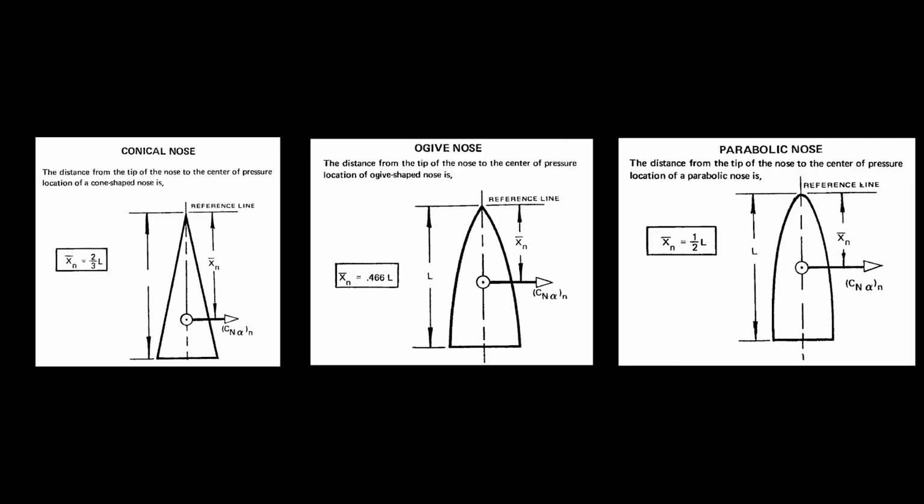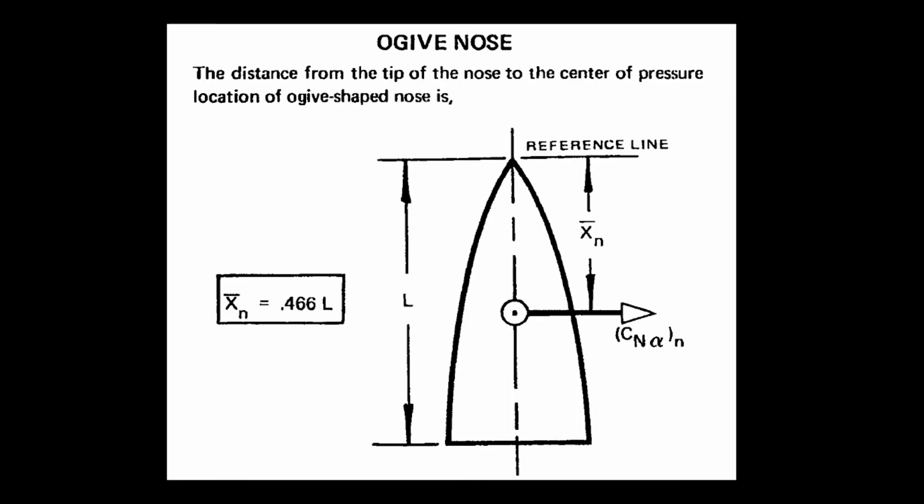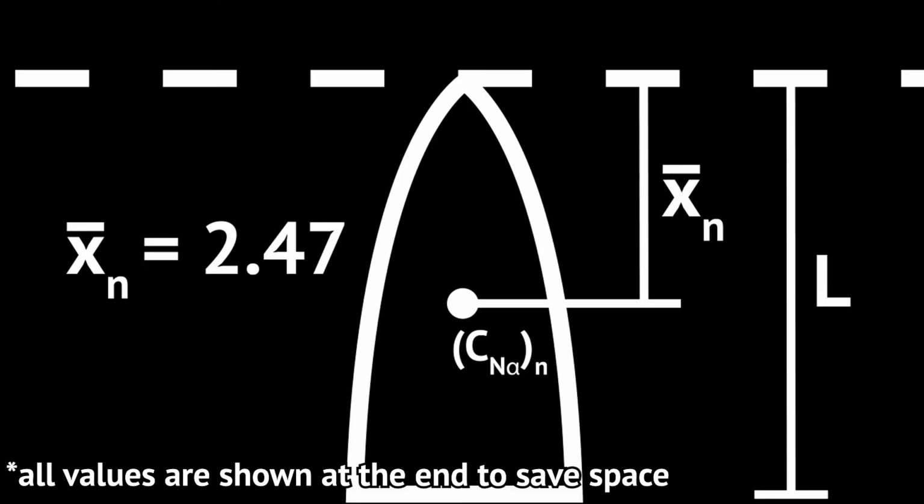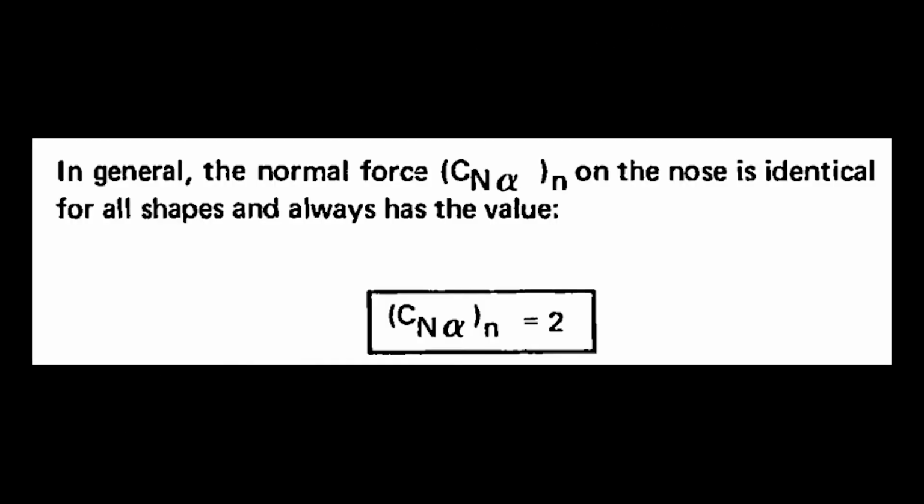Since we're already at the top and it's the easiest, let's start with the nose cone too. Using the document I just showed, depending on your shape, you'll use one of three formulas to find the distance from the reference line, which is called x bar, not to be confused with a triple x bar. We had an ogive-shaped nose cone, so that's the equation I'll be using. We'll calculate that and set that value aside for now. The document also states that the normal force on any shaped nose cone is generally identical and just defines it as 2. No units, just 2.